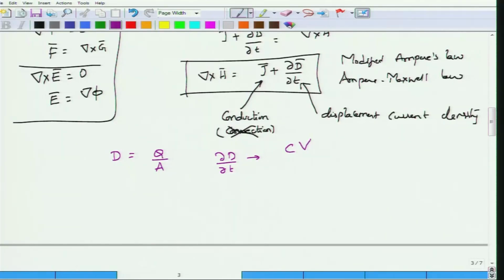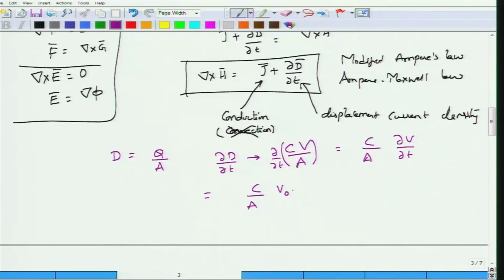That would be C into V. For a capacitor, charge is C into V divided by A, right. So, del D by del t will be del by del t of this quantity, which I can obtain by removing this C and A outside here, and then say that del V by del t. Now, C by A, what is del V by del t?